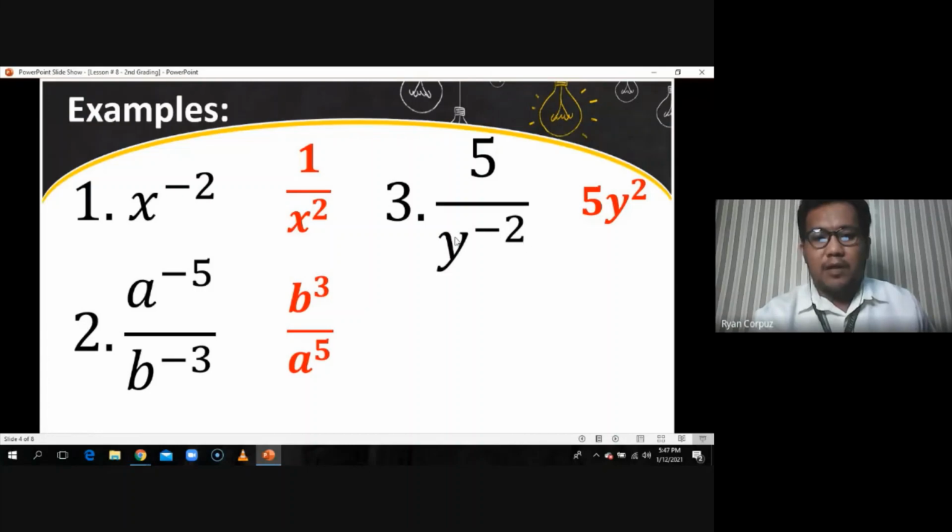So inangat lang natin to. Y raised to negative 2, inangat natin. So naging katabi na siya nung 5 this time. So it will be 5y squared. So nakuha yung number 3.